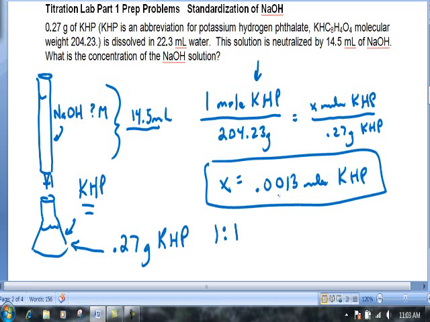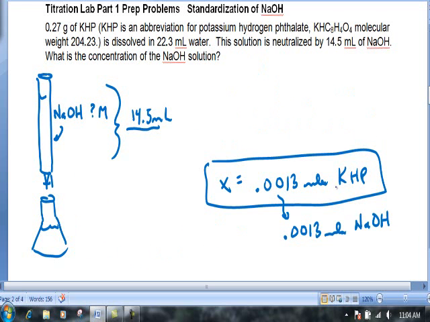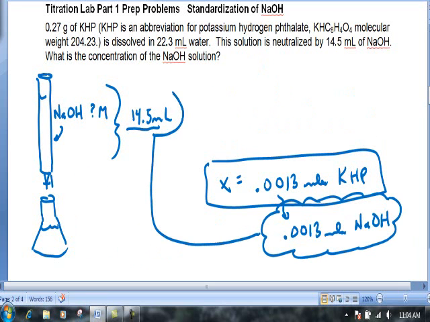This allows us to now say, since we know we have 0.0013 moles of KHP that got neutralized, that means in our sample we also have 0.0013 moles of sodium hydroxide that were used to neutralize the KHP. So what we now know is this quantity, 0.0013 moles of sodium hydroxide, that's what's present in the 14.5 milliliters of sodium hydroxide that we utilized to neutralize the KHP.